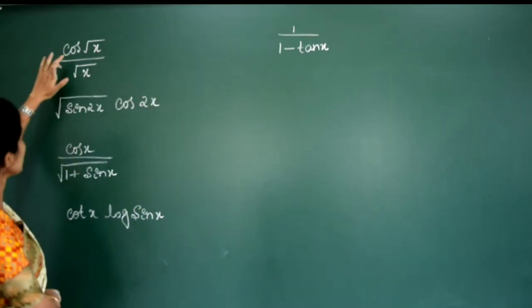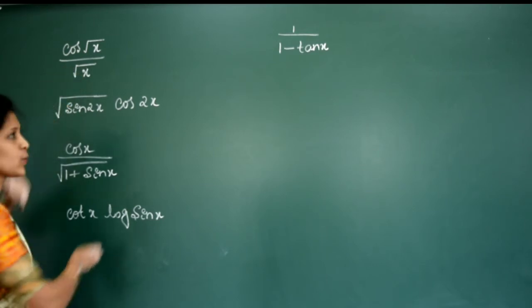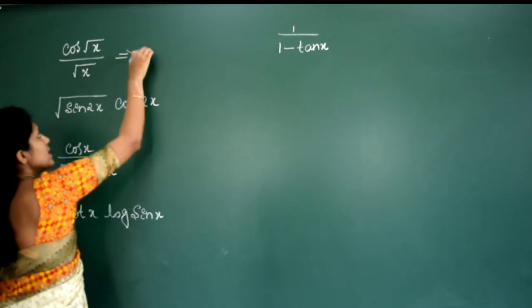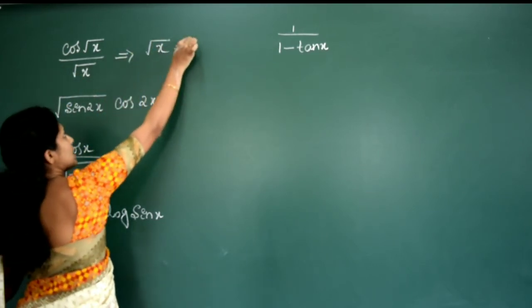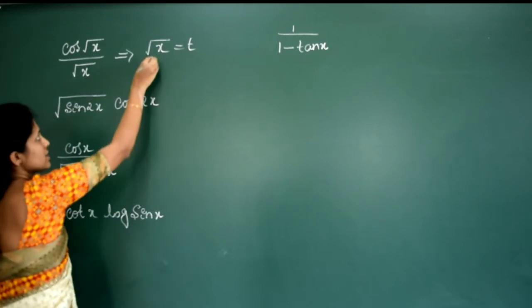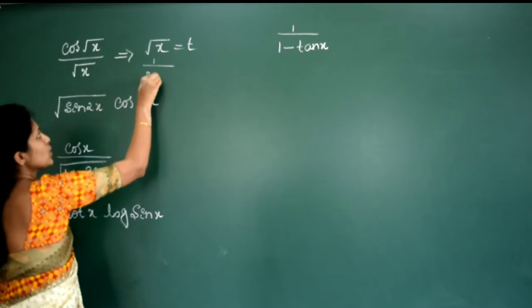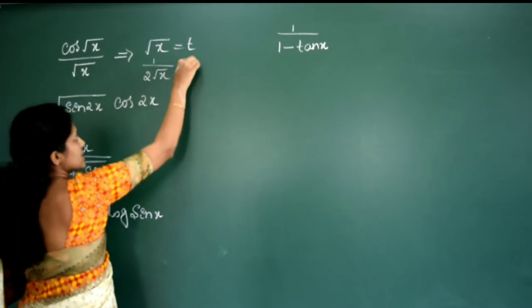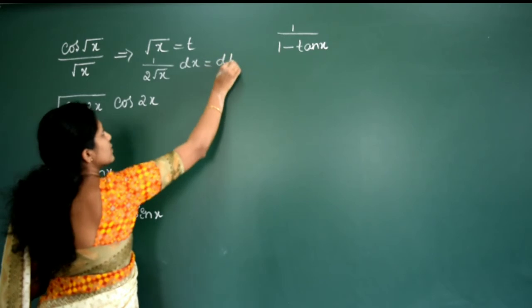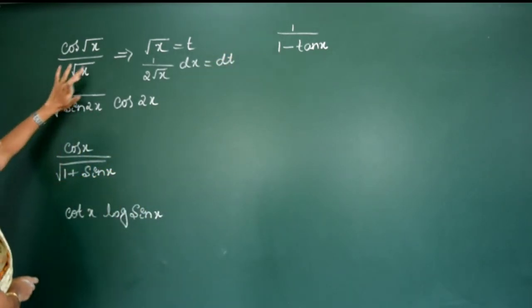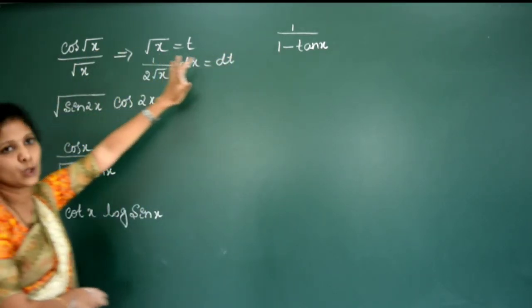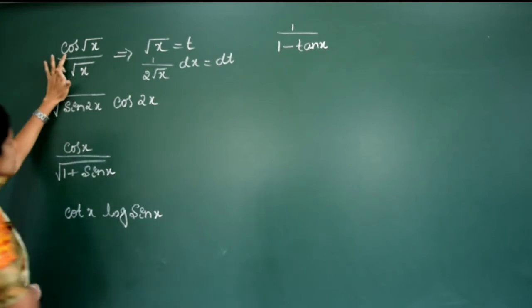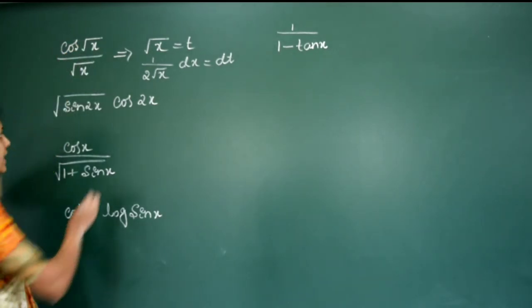See the next problem. Cos of root x divided by root x. Here the substitution will be simple. Root x is equal to t. So that differentiation, 1 by 2 root x into dx is equal to dt. So we have the value of 1 by root x into dx will be equal to 2 dt, and this is cos t. And directly we can integrate.